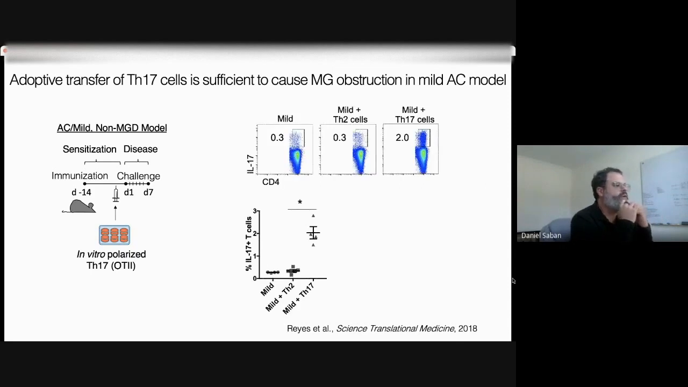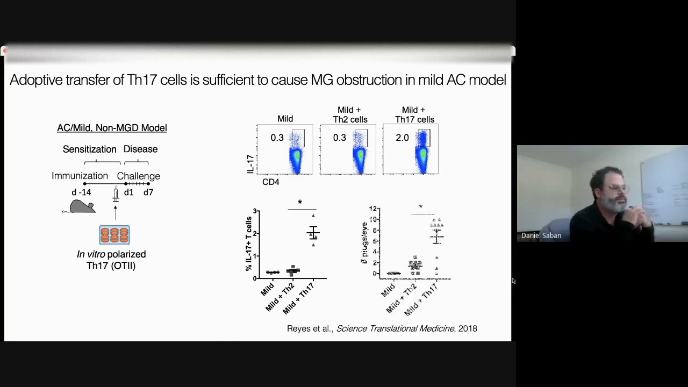And so what I'm showing you on the top is the mild model. The top FACS plot on the left is just without any transfer, just the mild model. The middle plot is a transfer of T helper 2 cells that we generated in a dish. You can see no increase in Th17 cells. And on the right-hand plot, you can see the mild model where we transferred Th17 polarized cells. So we were very happy with our ability to transfer these cells. You can see the numbers on the bottom left.